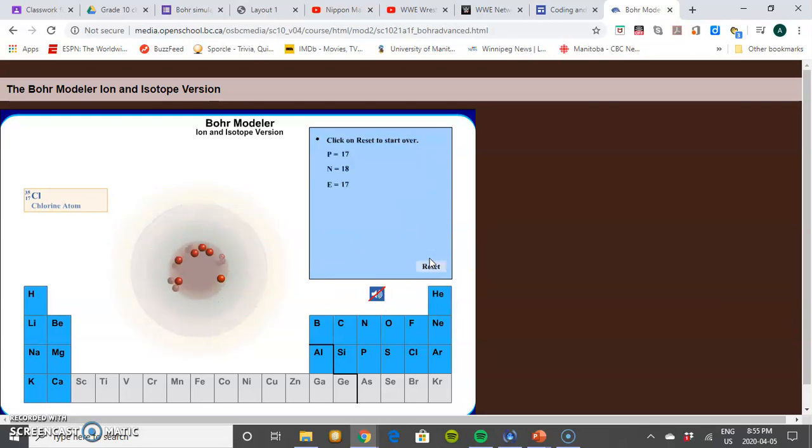And there you go. So you should be able to use that to complete your assignment. I encourage you to try some of the other elements as well on your own time, because you should know how to do the Bohr diagrams for all of these elements.